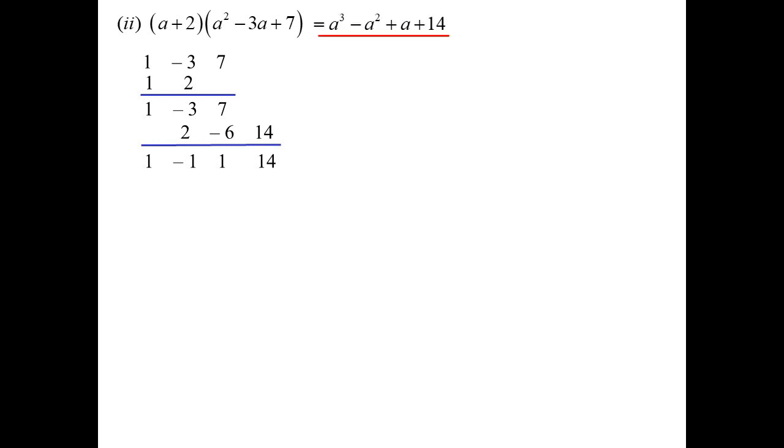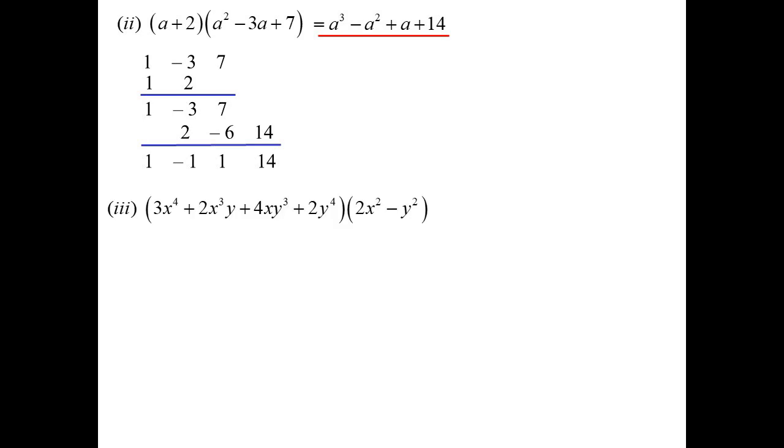Let's try this. Same one, same idea. Now, I'll put the bigger one on top usually. So it's got 3 terms. So 1, minus 3, 7, and 1, 2. Multiply everything by 1. Multiply everything by 2. Add them together. The highest power on this one should be cubed. There's my answer. Done.